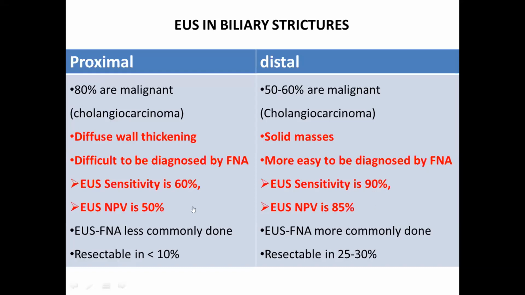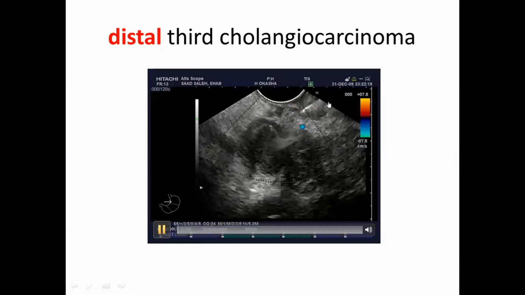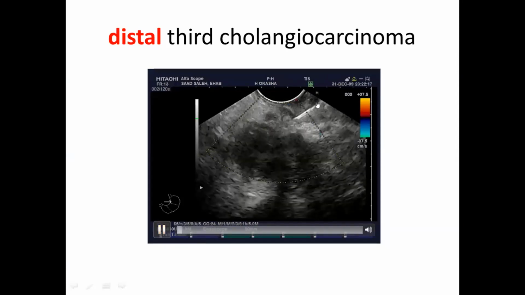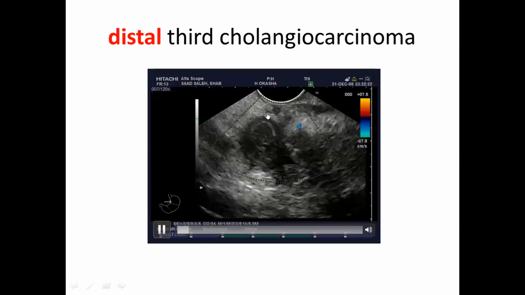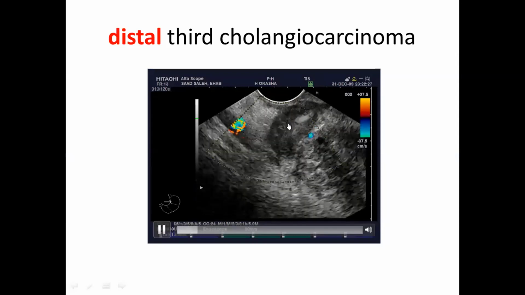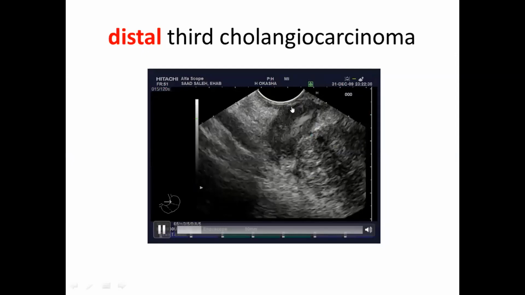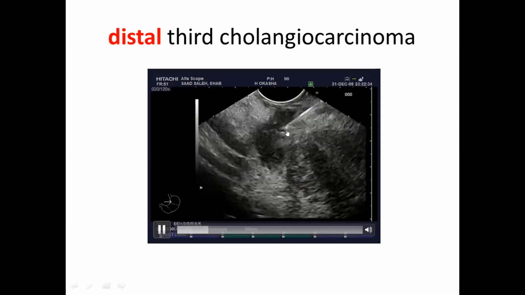This is an example of distal CBD stricture. Here the echo endoscope is located in the upper second part of the duodenum, and this is the pancreatic head, and this is the distal part of the common bile duct, and this is the lumen of the CBD. Here we notice there is not only marked thickening of the wall, but also a mass formation. Although it is a small mass, it is a mass.